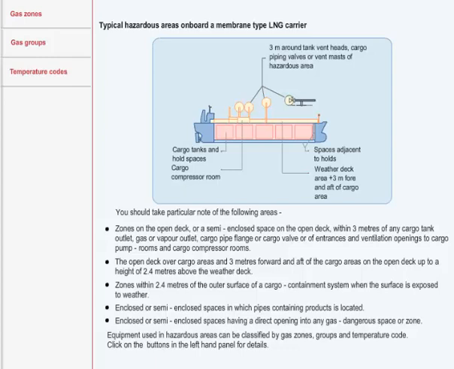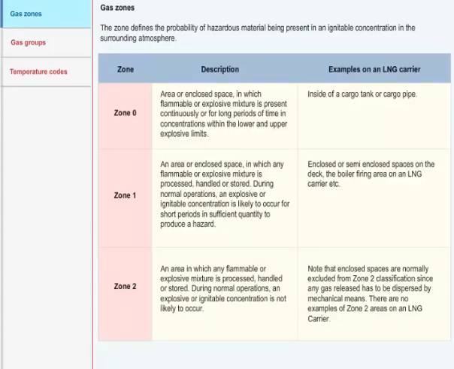Equipment used in hazardous areas can be classified by gas zones, groups, and temperature code. Click on the buttons in the left-hand panel for details. Gas zones. This zone defines the probability of hazardous material being present in an ignitable concentration in the surrounding atmosphere.